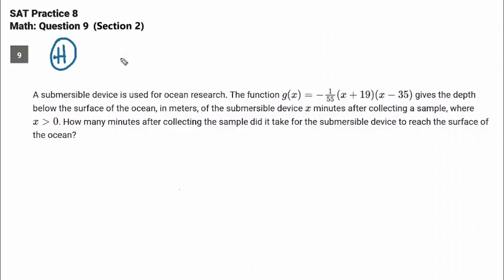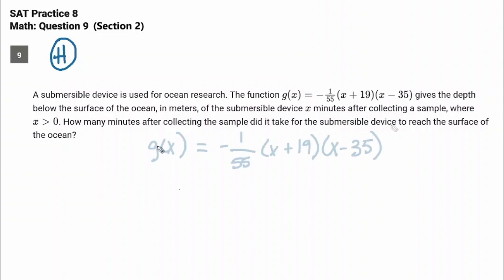A submersible device is used for ocean research. The function g of x equals negative 1 over 55 times (x plus 19) times (x minus 35). It gives the depth below the surface of the ocean, in meters, of the submersible device x minutes after collecting a sample. x is bigger than 0. How many minutes after collecting the sample did it take for the submersible device to reach the surface of the ocean? So I want to rewrite this function.